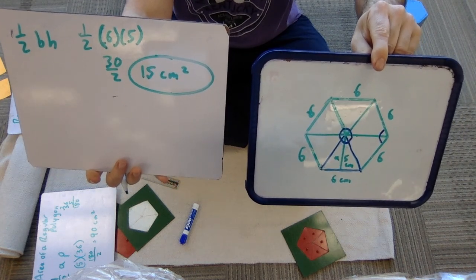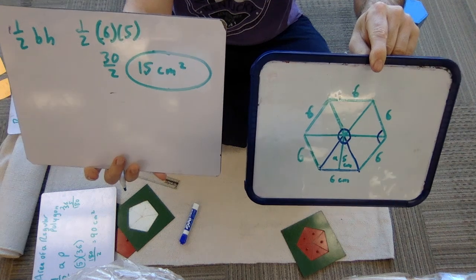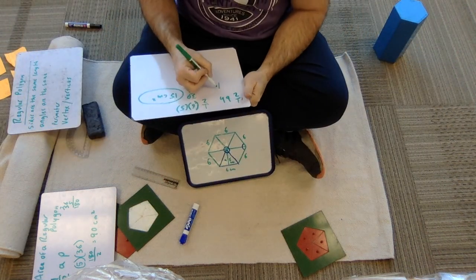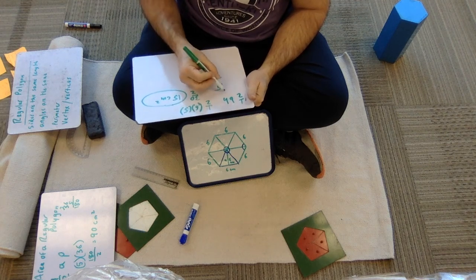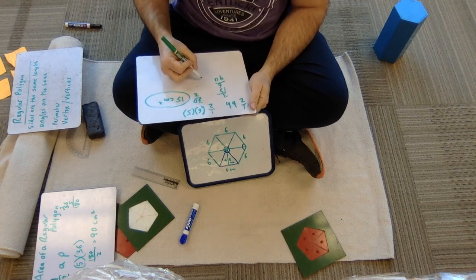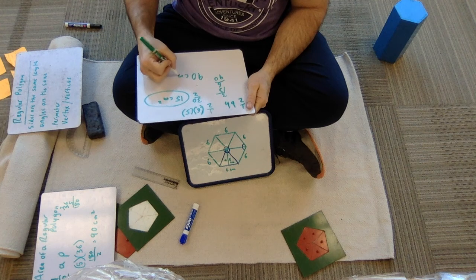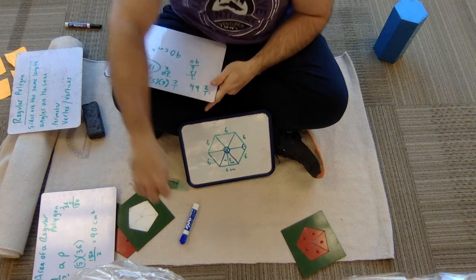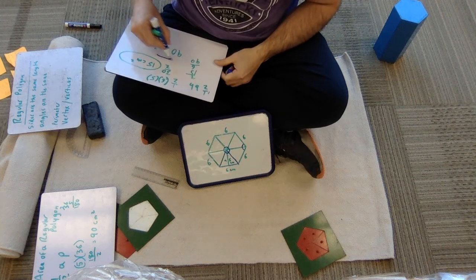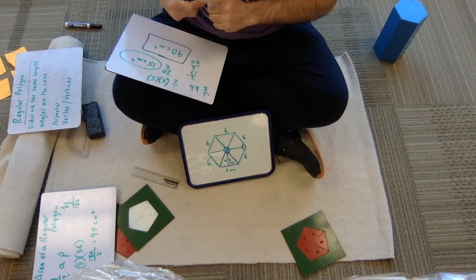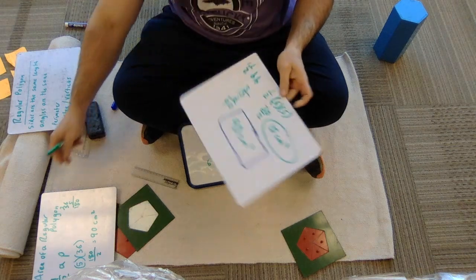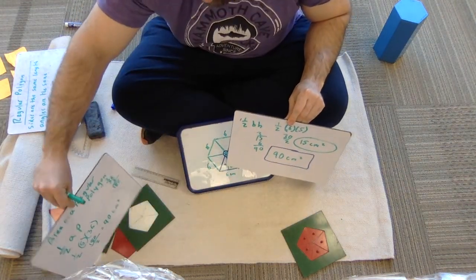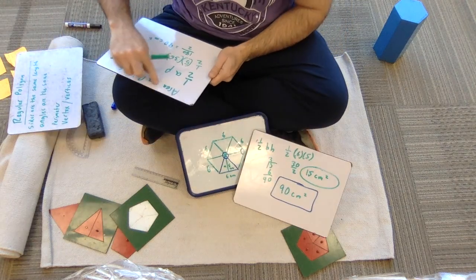But I have to multiply that by the number of triangles that I have. So that's times 6. So 15 times 6 is 90. Yes. Was there doubt in my mind? Yeah, there was. So the area of my regular polygon, my hexagon, is 90 centimeters squared, just like I had by doing it with the formula. So it looks like we can trust this formula.